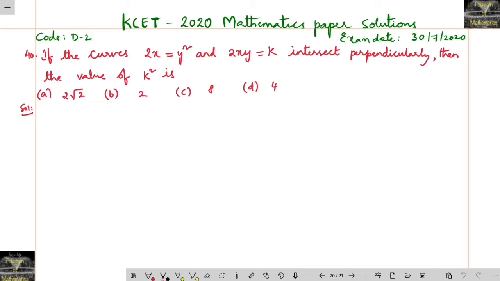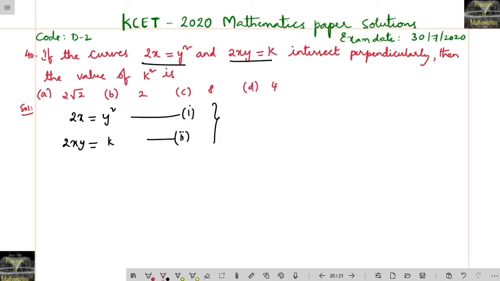If the curves 2x = y² and 2xy = k intersect perpendicularly, then the value of k² is? So here the two curves are given. 2x = y², let me write this as equation 1, and 2xy = k is your second equation.